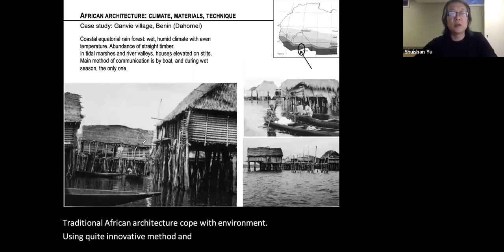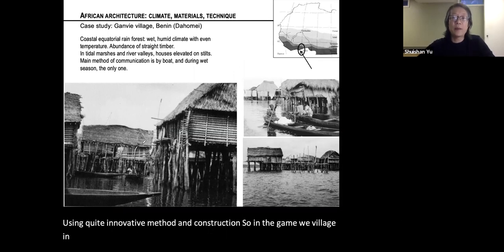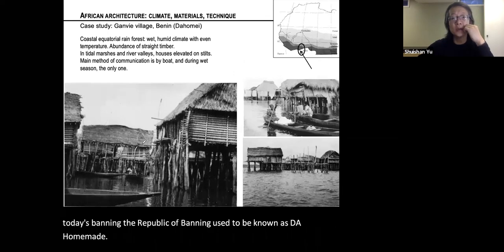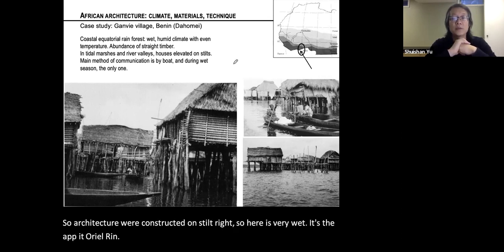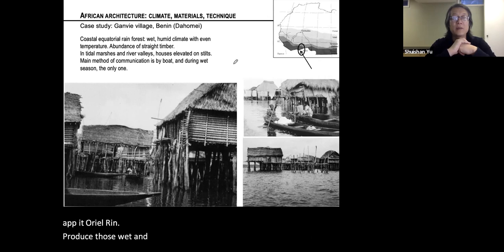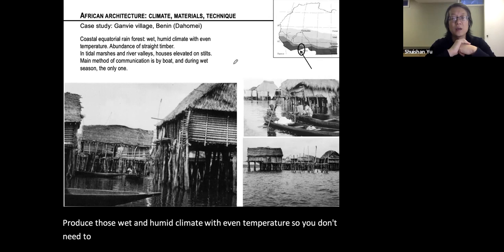In the Ganvie village in today's Benin, the Republic of Benin used to be known as Dahomey, architecture was constructed on stilts. Here it's very wet. The equatorial rain produces a wet and humid climate with even temperature. So you don't need much insulation. It's just for privacy.